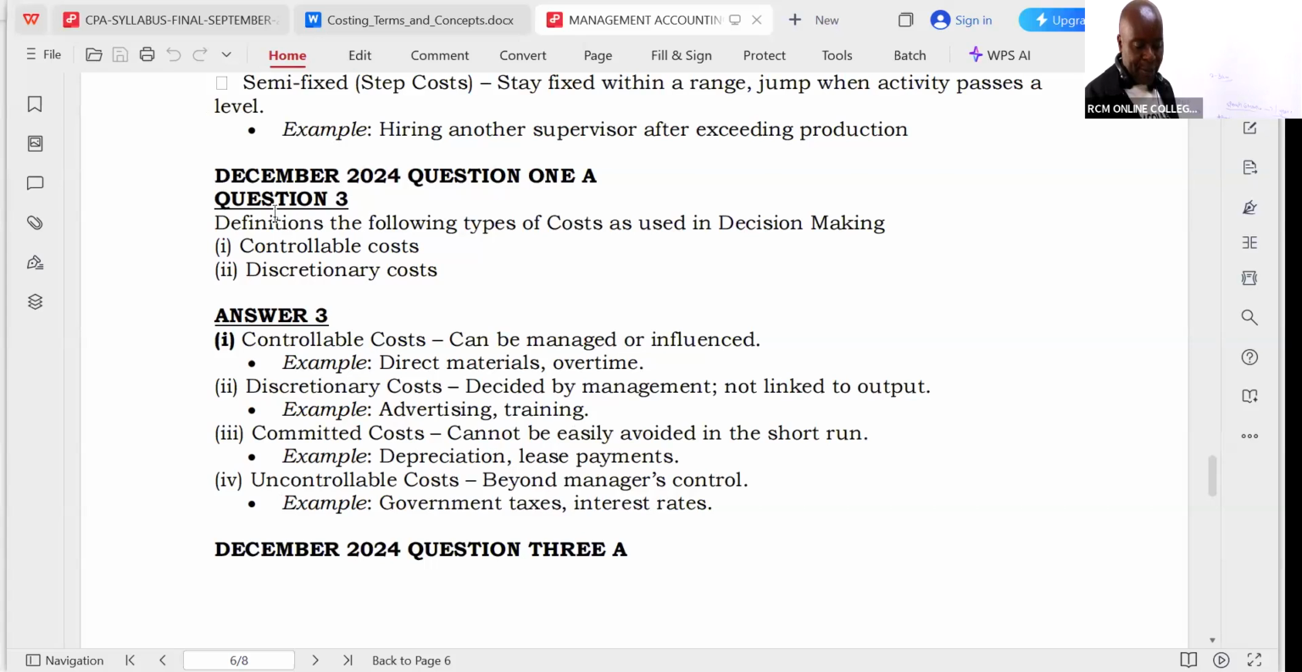Next question, December 2024, question number 1A. Definitions of the following types of costs as used in decision making. What are controllable costs and what are discretionary costs? We'll be able to answer that as I take you through today's concept.